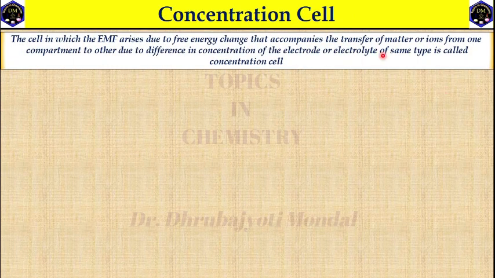In this slide, first you have to know what we mean by concentration cell. So here is the definition. The cell in which the EMF arises due to the free energy change that accompanies the transfer of matter or ions from one compartment to the other, due to difference in concentration of the electrode or electrolyte. Remember, of the electrode or electrolyte of the same type is called a concentration cell.